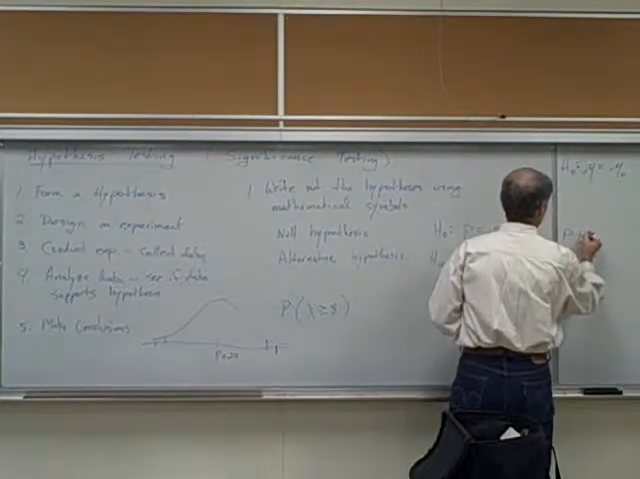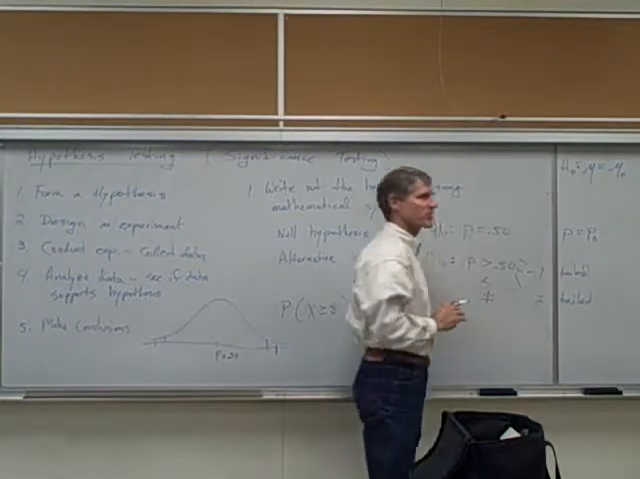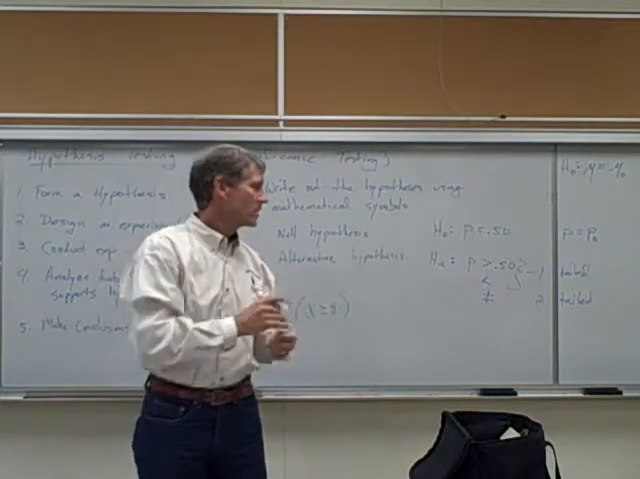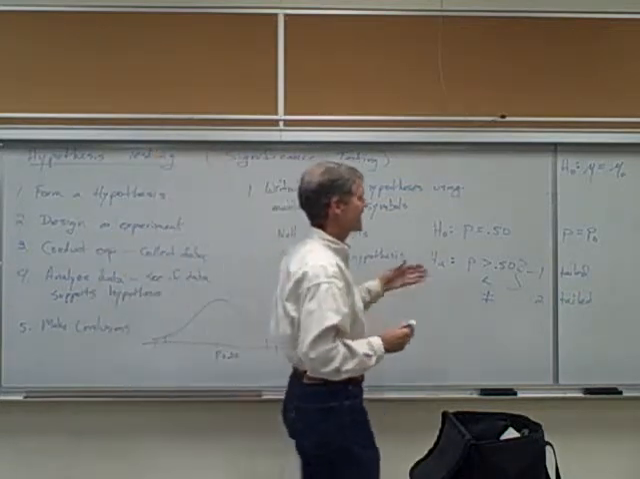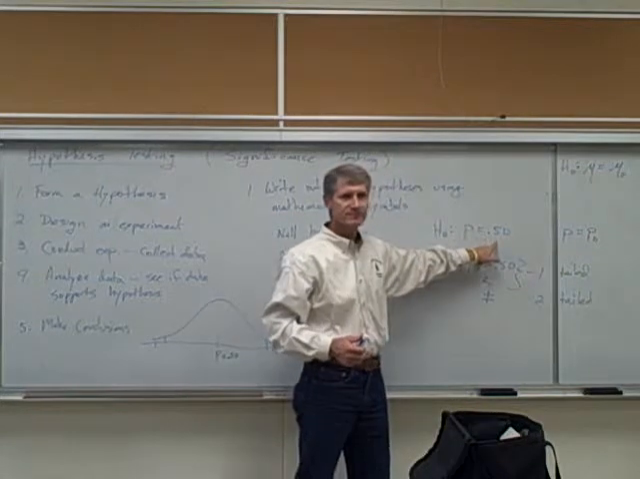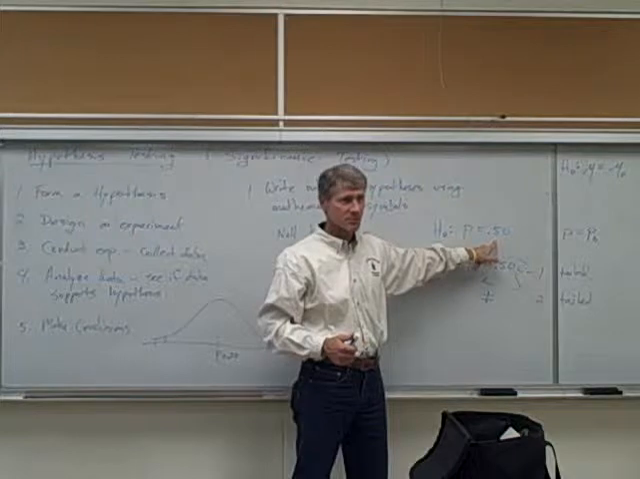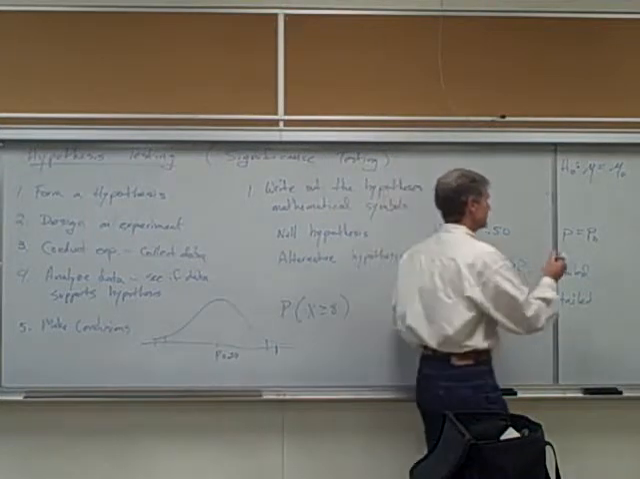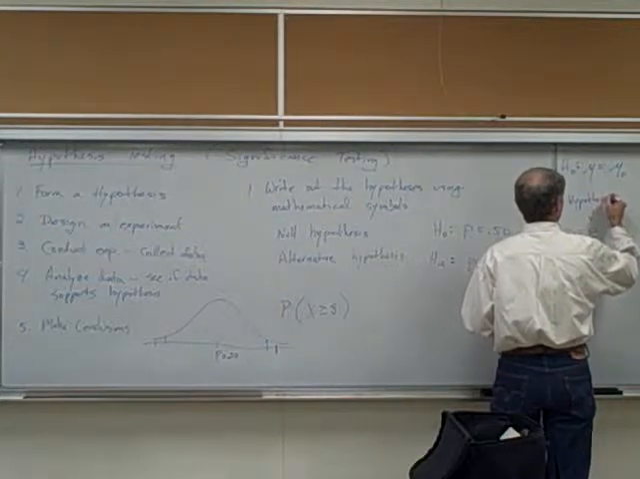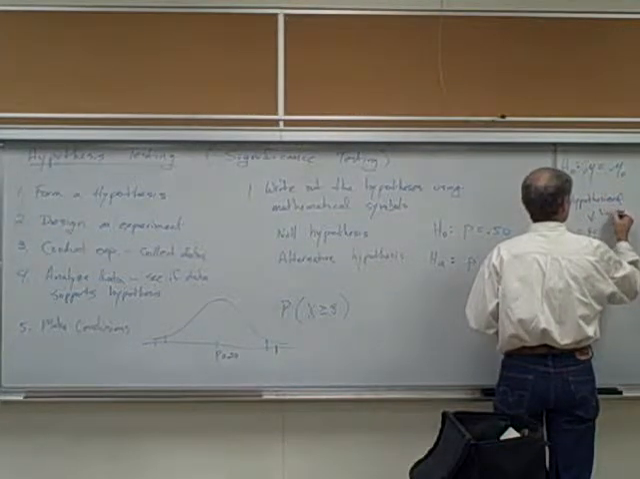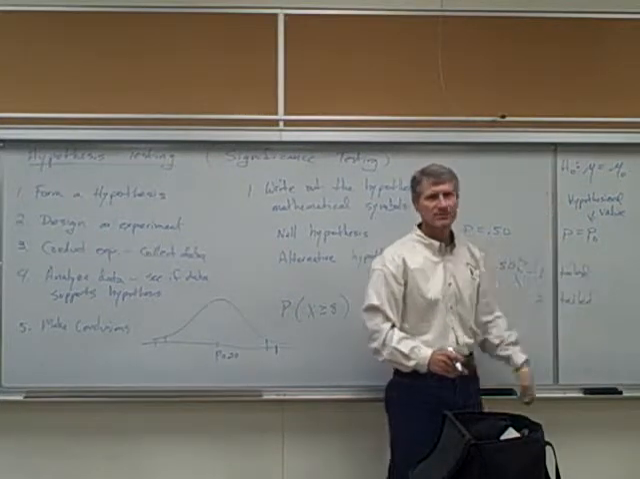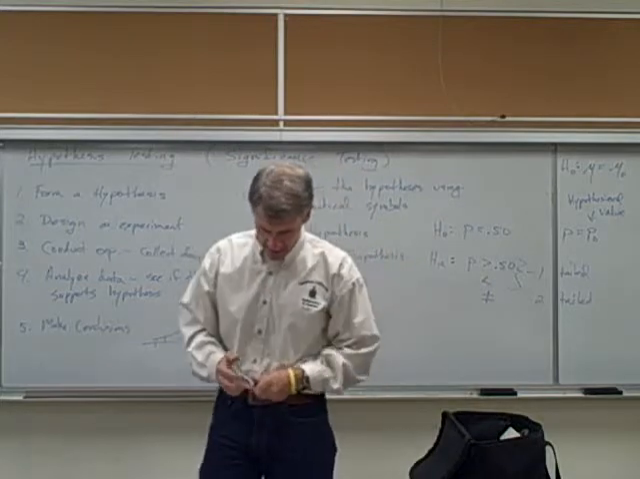This would be, in general, p equals p sub 0, where p sub 0 is simply a placeholder for the hypothesized value. So in this problem, that's 0.5. We're hypothesizing that it's 0.5. So that's just kind of a placeholder. Okay? So hypothesized value, p sub 0.